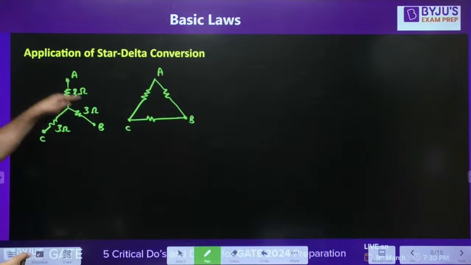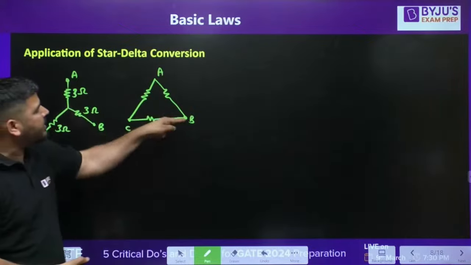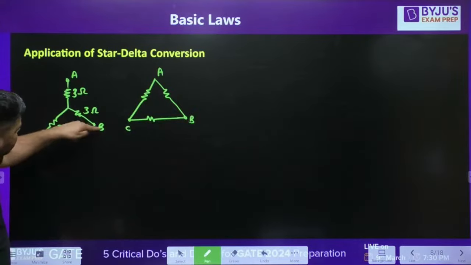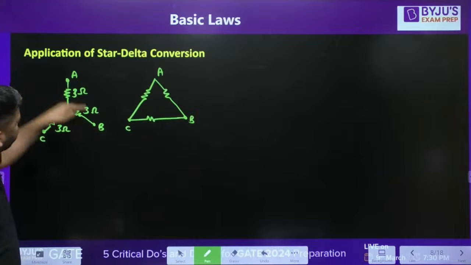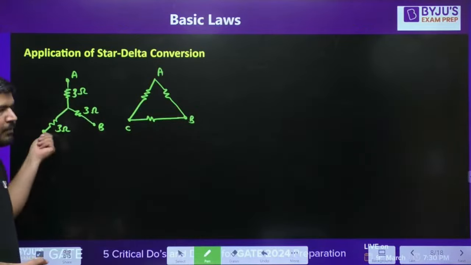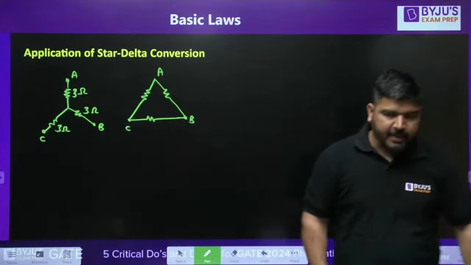So remember, the location of ABC is the same like this, because the relative location of A, B, and C should be the same. A is on this side, so B is on this side from A. So I have connected like this only. I'm not changing the position of the ABC points. The points should be the same.